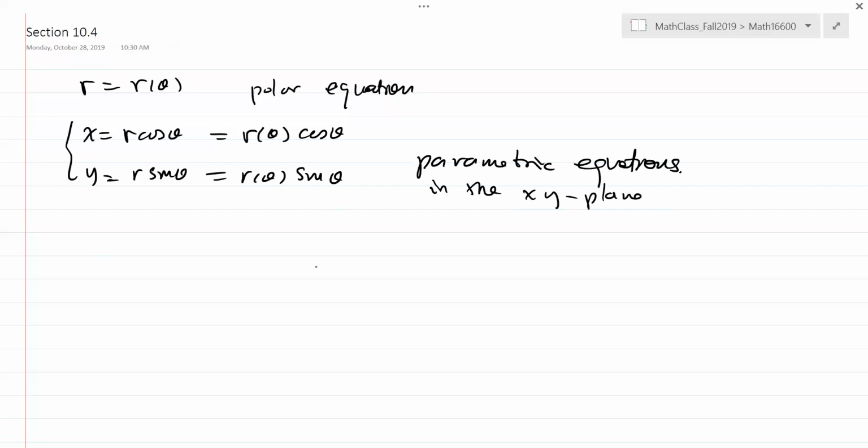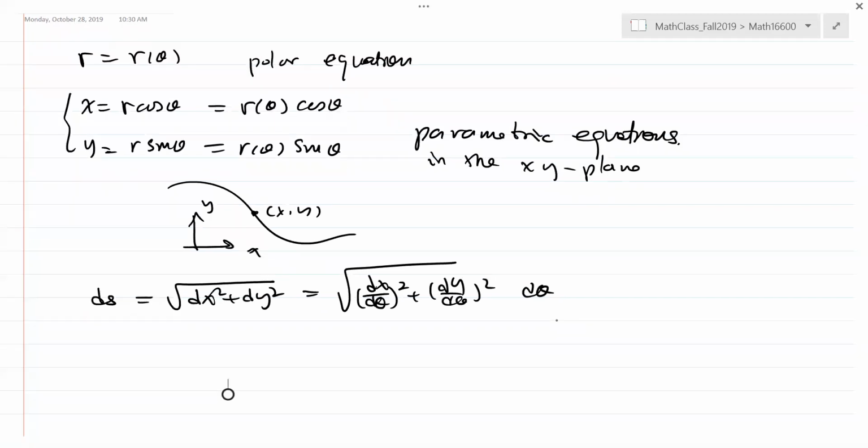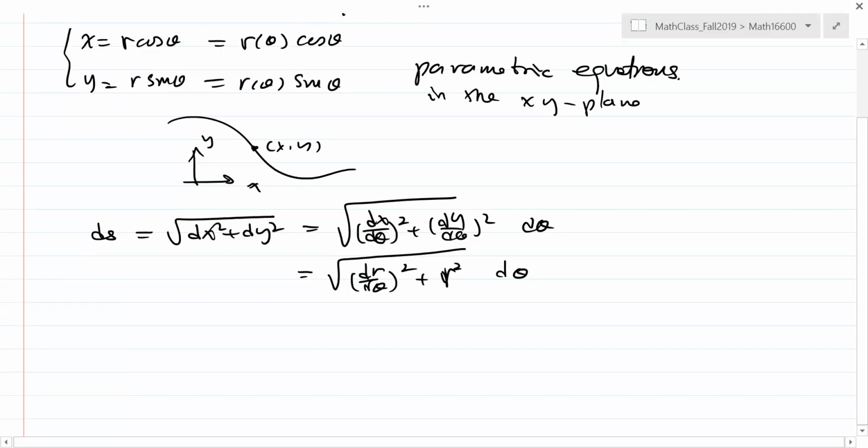We know that if you have a curve, how to find the length, right? This is an arbitrary point x and y in the xy plane. The ds is going to be, in the original form, you can take d theta out: the square root of dx d theta squared plus dy d theta squared, times d theta. Then you differentiate the x and y given by the parametric equations. In my last class, I did the computation. I found out this is just the square root of dr d theta squared plus r squared, d theta. Great. So we can use that to find the length of the curve.